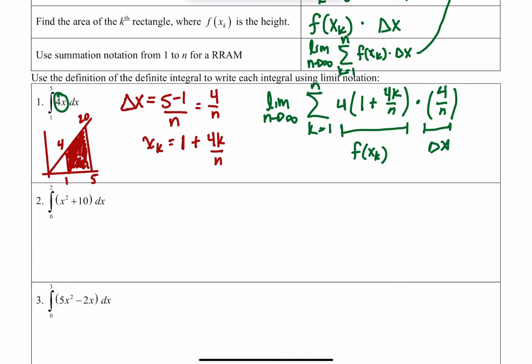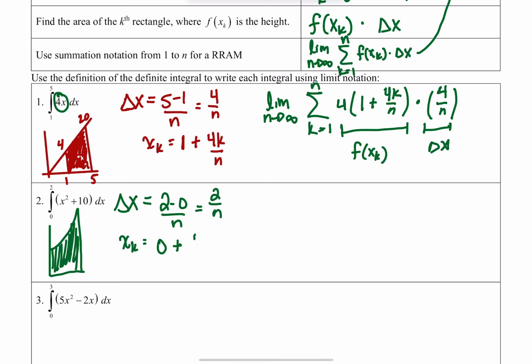Okay, number 2, we have the integral from 0 to 2 of x squared plus 10 dx. So if I were to draw that out from 0 to 2, it might look something like that. So we want to find the area of this right here. The first thing that I'm going to do is find delta x, which is going to be my width of each rectangle. That's going to be 2 minus 0 over n, which is going to be 2 over n. My right endpoint is going to be whatever my a value is, and then I'm going to add my delta x times k. So that's going to be x sub k.